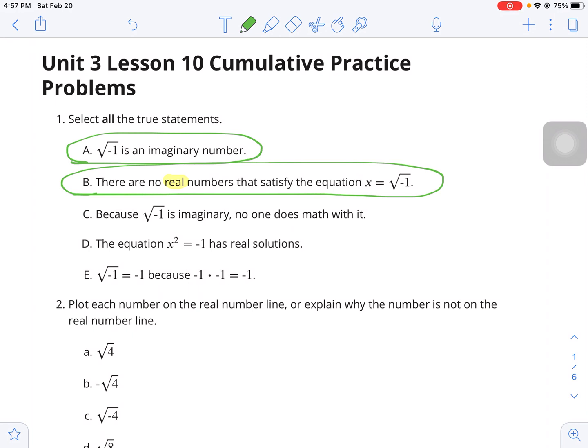Letter C says because the square root of -1 is imaginary, no one does math with it. That's not true. Letter D says the equation x squared is equal to -1 has real solutions, and we just said that no, there are none, so that's false. And the last one, E, the square root of -1 is equal to -1 because -1 times -1 is equal to -1. And that's false because we can't multiply two negatives and get a negative.